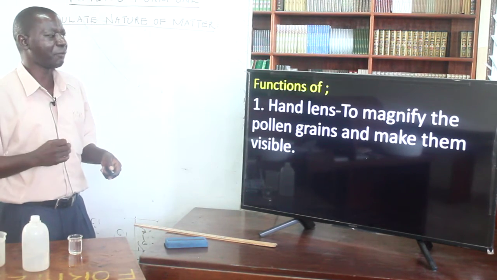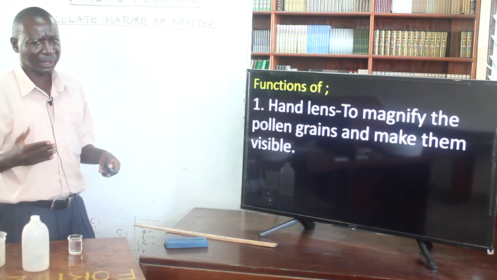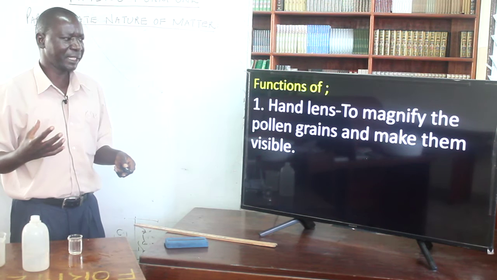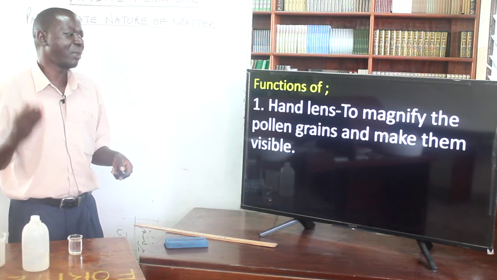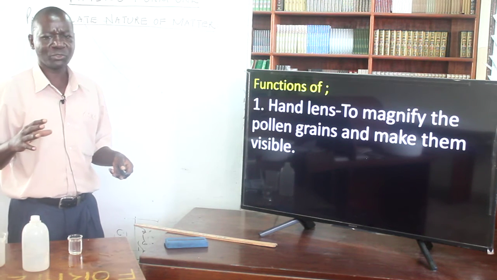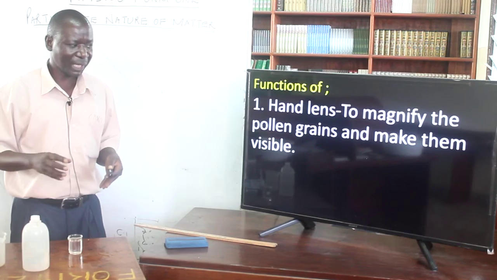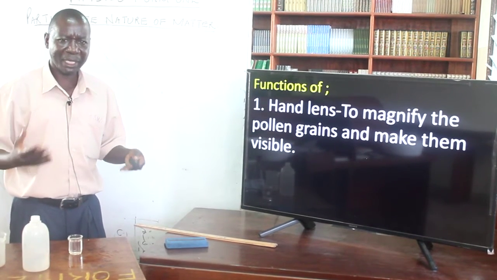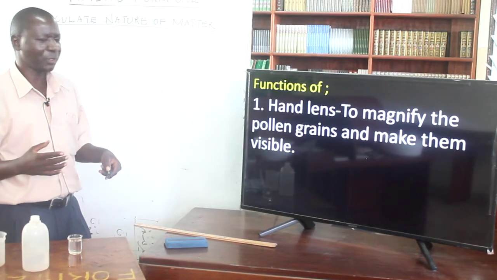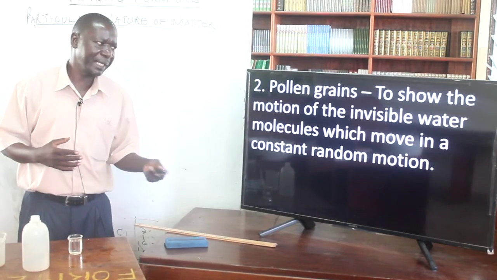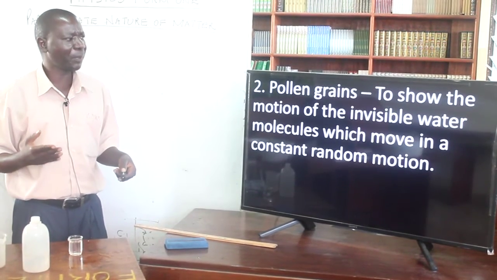Okay, the function of the hand lens or the microscope. Instead of a microscope, we can use a hand lens. It is to magnify the pollen grains, to make them bigger so that we can see them moving in that manner, in the motion which we are calling the Brownian motion.